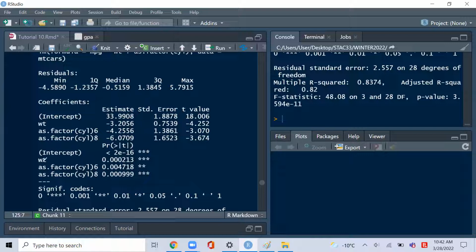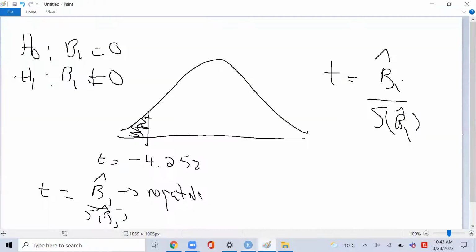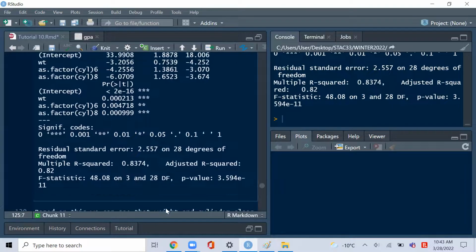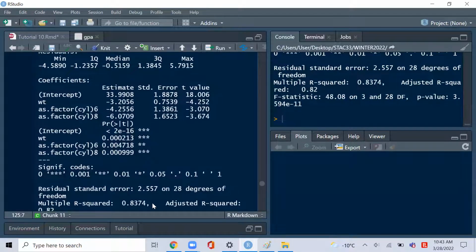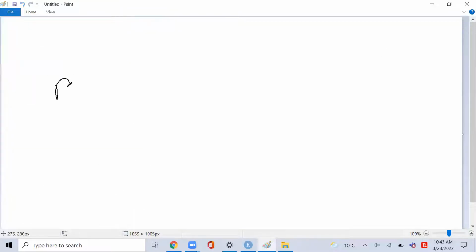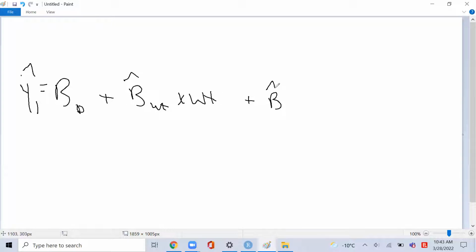You can see here that the as.factor for cylinder class 4 is missing. This is because it was actually absorbed as the intercept. This is kind of a funny thing, because if you were to write this out, you wouldn't include as.factor 4. You probably put something like the following: y_i hat is equal to beta naught plus beta weight times weight, plus beta 6 hat times cylinder equals 6, plus beta 8 hat times cylinder equals 8.